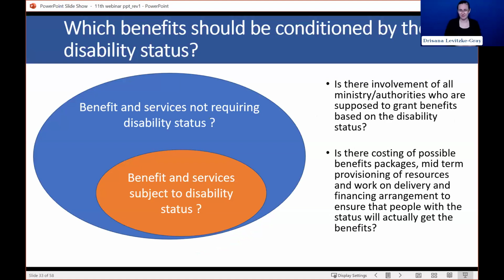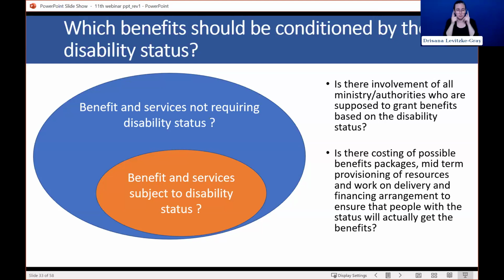Another thing that we've seen in many countries is that there was not necessarily enough work done on what are the benefits that should be conditioned by the disability status. For instance, access to assistive technology. Should it be only for people who have a disability card? What about older persons who need assistive technology but would not apply for a disability assessment and certification, for instance? So having clarity on what kind of benefit would be conditioned by the disability status is very important.